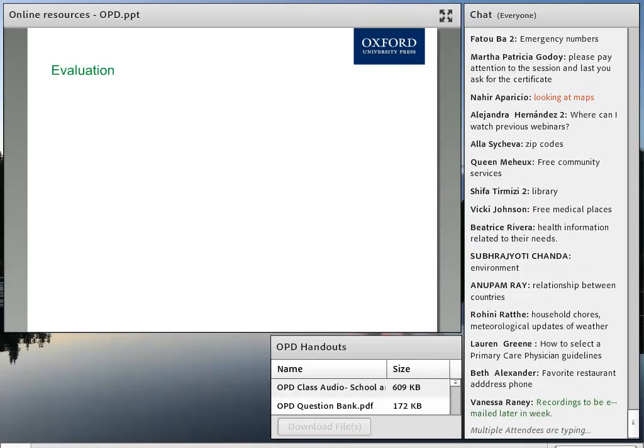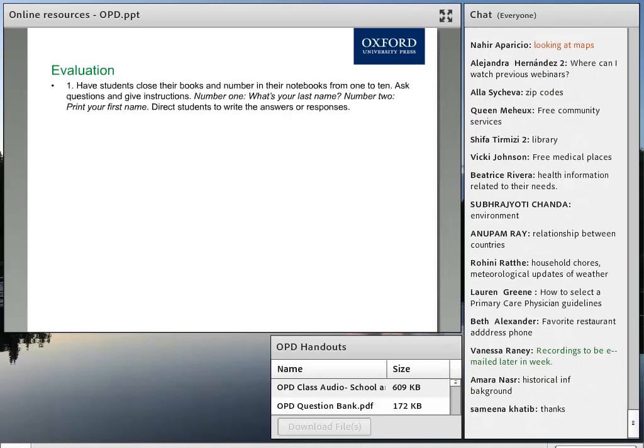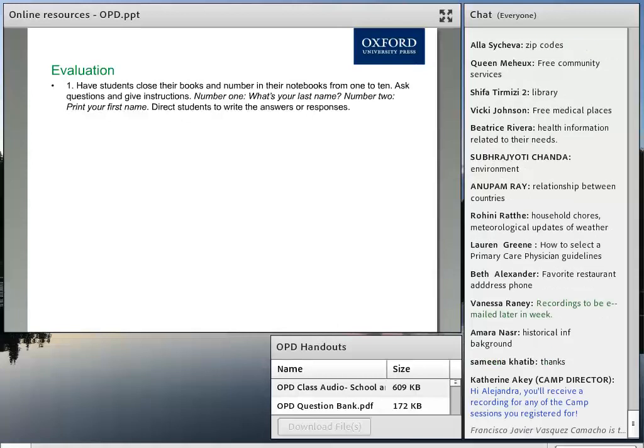And finally, we've gotten to the evaluation piece. Have students close their books and number in their notebooks from 1 to 10. Ask questions and give instructions.